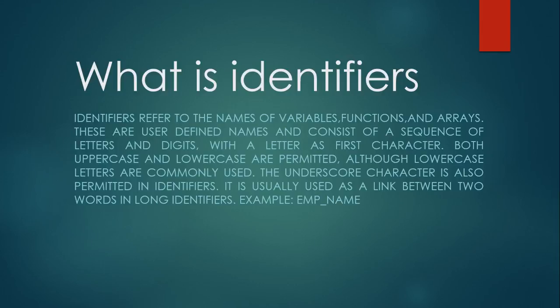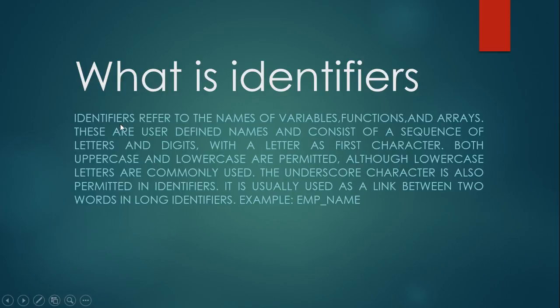and both uppercase and lowercase letters are permitted, although lowercase letters are commonly used. The underscore character is also permitted in the identifier. It is usually used as a link between two words in a long identifier. For example, emp_name. emp_name is a long identifier, so we are using the underscore as a link between the words.